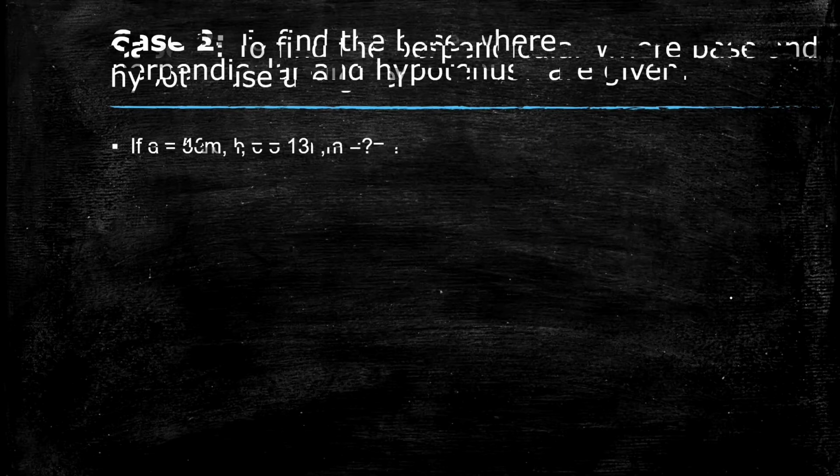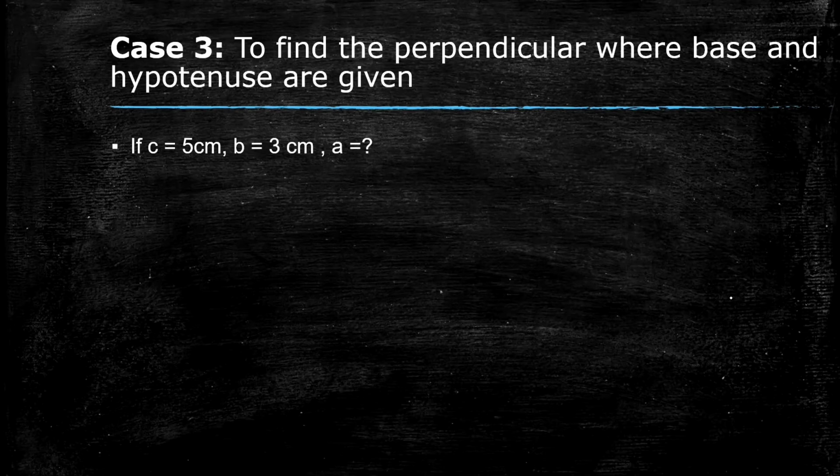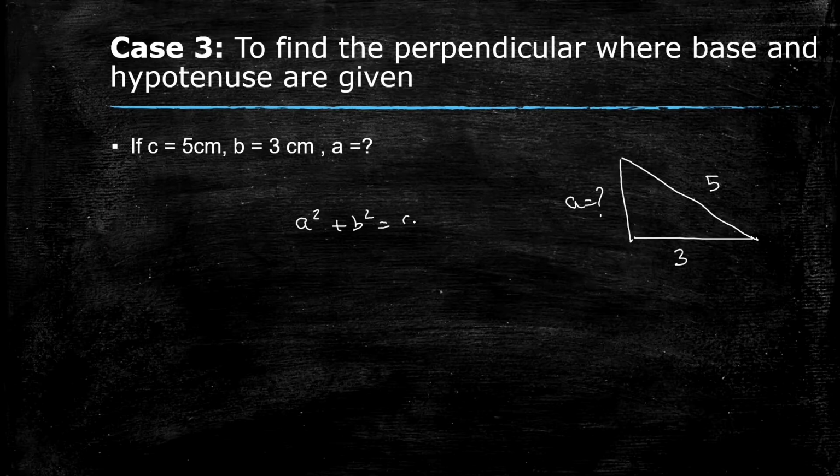Now let's move on to case 3, where we have to find the perpendicular, where the base and the hypotenuse are given. Now in this triangle, we have to find this perpendicular A, while the base is 3 here and the hypotenuse is 5. Again, by Pythagoras theorem, we have A square plus B square equal to C square. Now we do not know what A is, so we leave it as such. For B square, I write 3 square, and for C square, we will substitute and write 5 square.